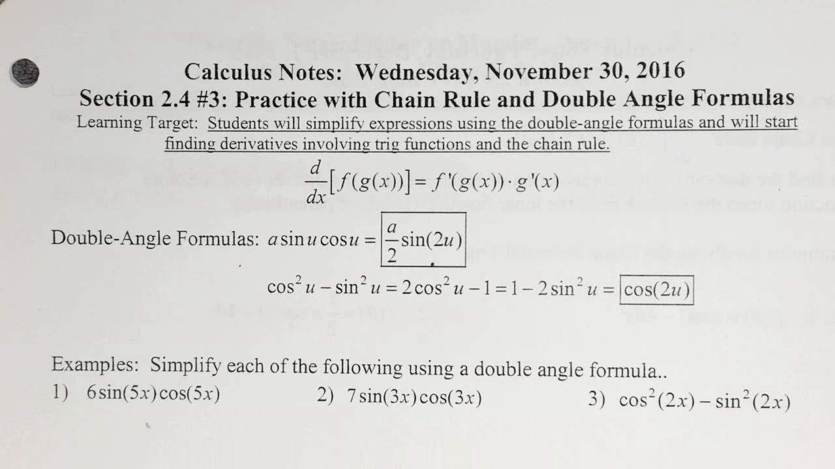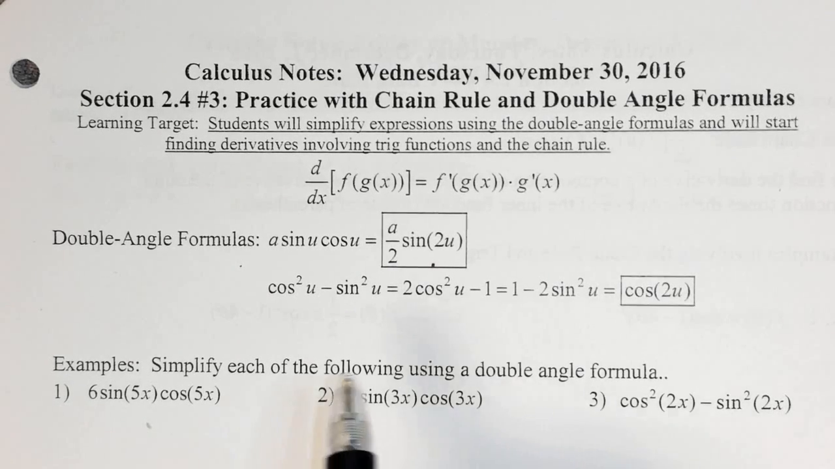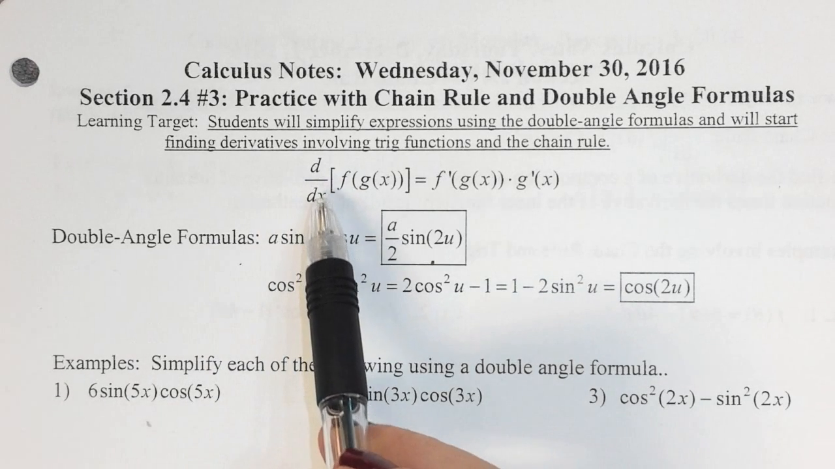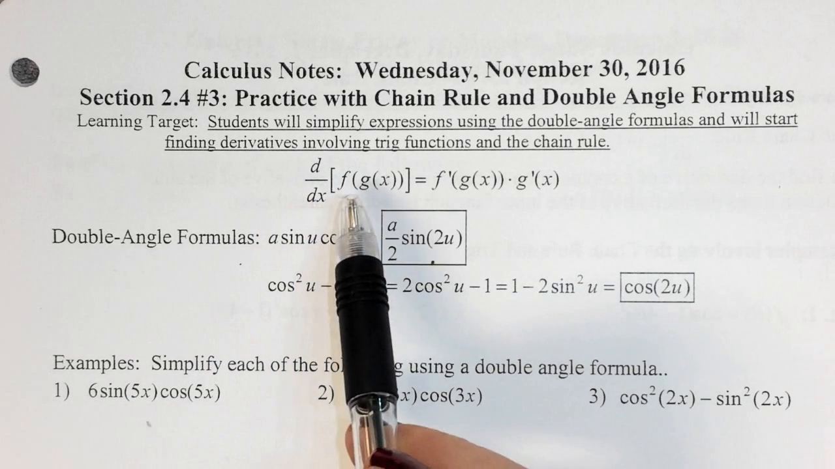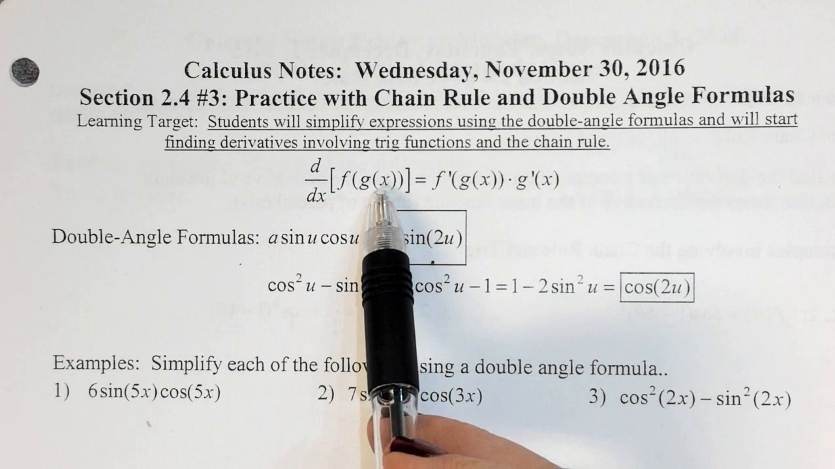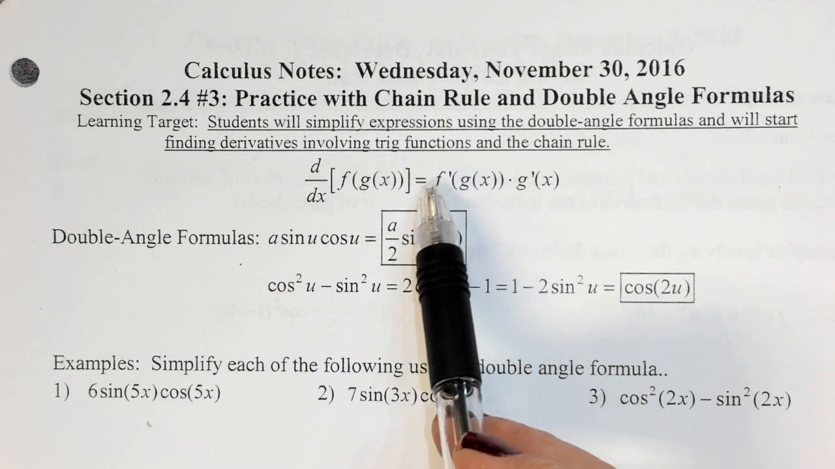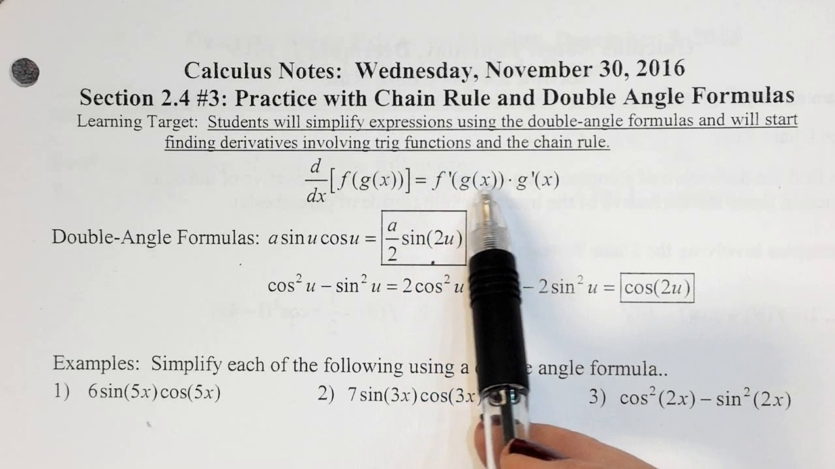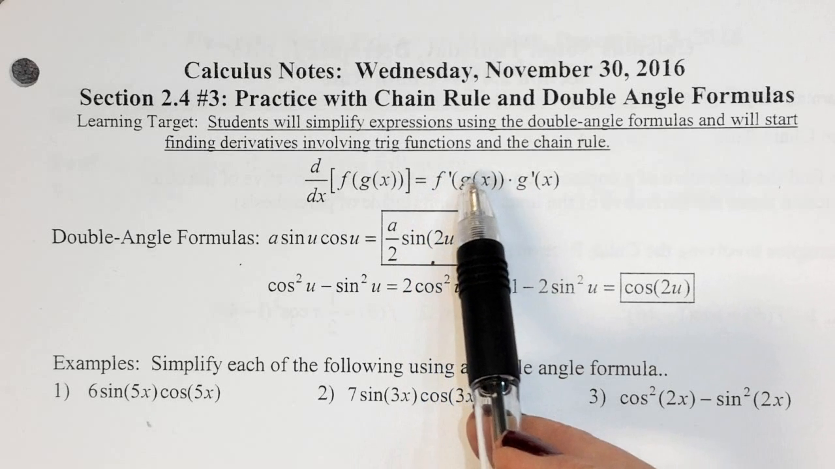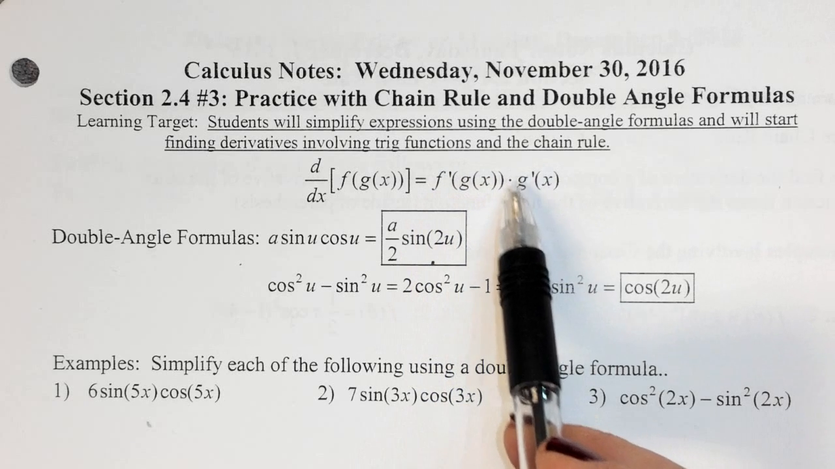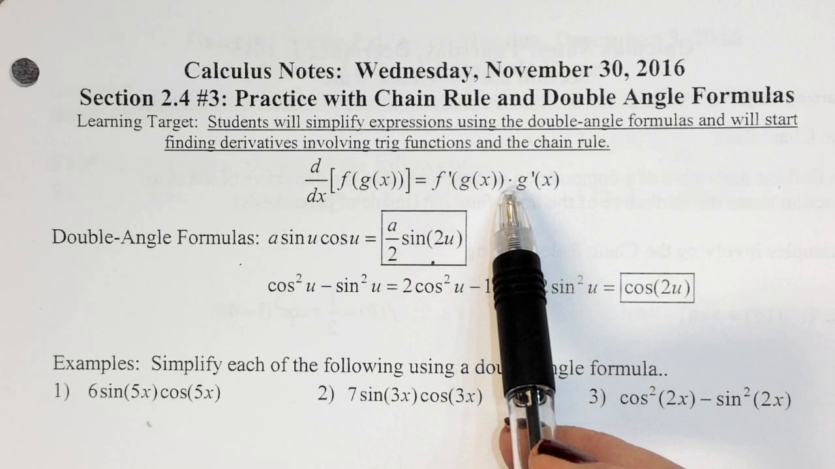So, looking at the notes for 2.4, number 3. So just reviewing our chain rule again. If we're taking the derivative with respect to x of a composition of functions, what this notation is saying is we take the derivative of the outermost part. We don't change the innermost part. Then we take the derivative of that innermost part and we multiply them.